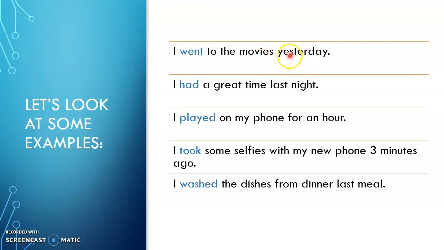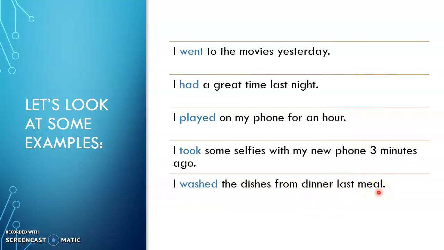Now, let's look at some examples of sentences in the past tense. I went to the movies yesterday. I had a great time last night. I played on my phone for an hour. I took some selfies with my new phone 3 minutes ago. And I washed the dishes from dinner last meal.